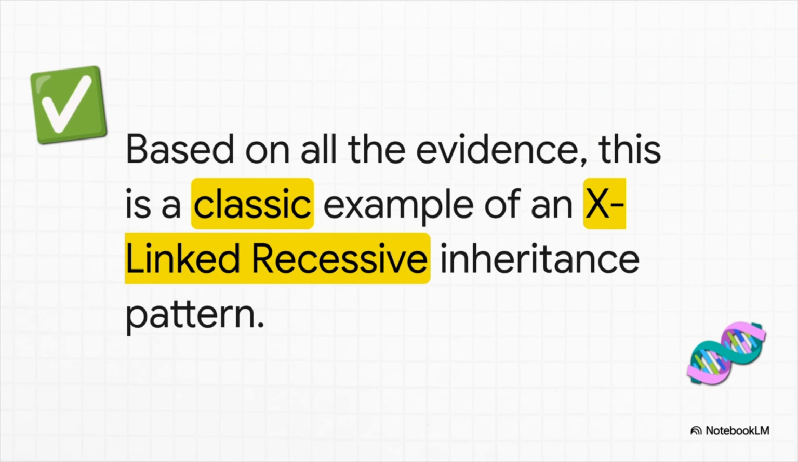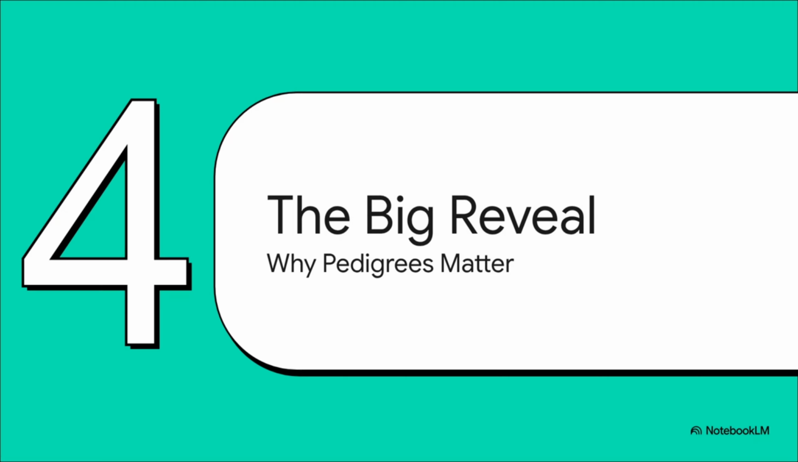And the verdict is in. Based on all the evidence, the skipping generations, the male-only pattern, the mother-to-son transmission, this is a classic textbook case of X-linked recessive inheritance. See, once you know what clues to look for, the pedigree tells you the whole story. Case closed. So cracking these little puzzles is pretty fun, right?